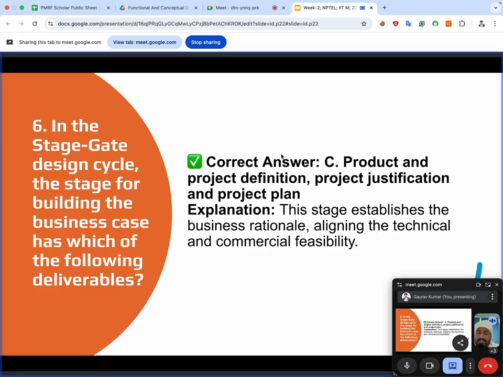So the correct answer for this question is option C, product and project definitions. And you can also see the justifications for these questions. Please go through this slide, and if it is clear, then we'll move towards the next questions.